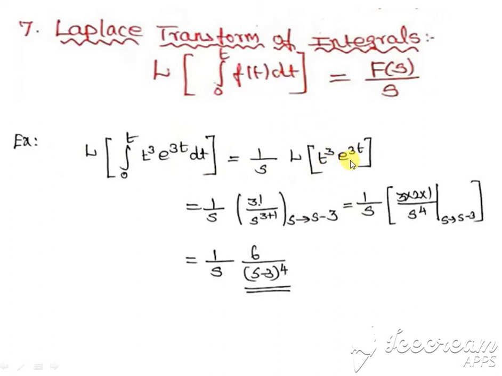So again we are using the first shifting property here. First you have to take the Laplace transform of t cube, then in that s is replaced by s minus 3. T cube's answer is 3 factorial divided by s power 3 plus 1, so 6 by s power 4. In that, s is replaced by s minus 3.